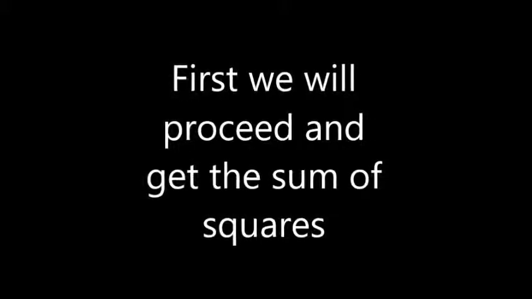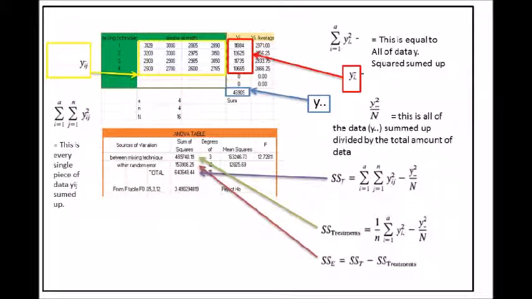The first thing we need to do to get the ANOVA table is get the sum of squares. Here we can see how we start treating the data and the different formulas. The yi. is the one in red, it is the sum of every row. The y.. is the sum of all the yi. values.